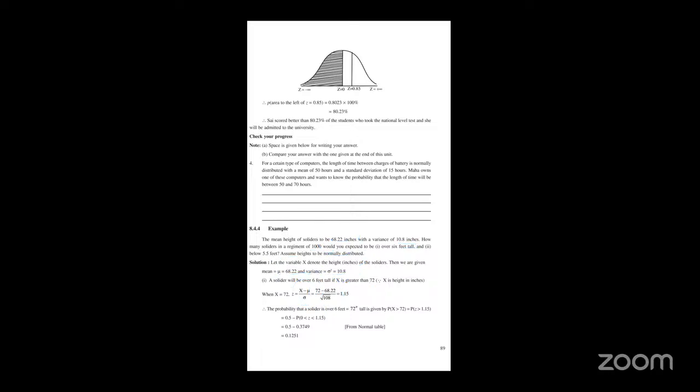So the probability that the soldier is above 6 feet, that is 72, is given by x greater than 72, which is z greater than 1.15. We need to take greater than 1.15, so 0.5 minus the probability of 0 less than z less than 1.15, which is 0.3749. After calculating 0.5 minus 0.3749, it is 0.1251.